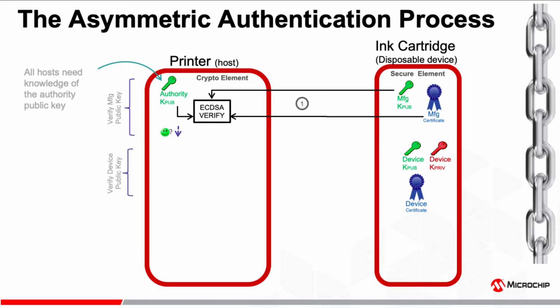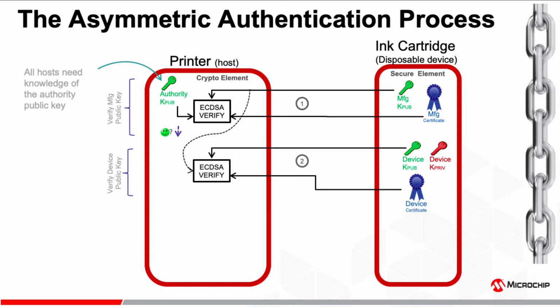We now verify the device public key. The printer asks for the device public key along with the certificate, and it verifies the signature on that certificate. Once that is verified okay, we can go to the next step, which is the challenge and response. We need to challenge and get a response from the ink cartridge, because if you look at everything we've done here so far, you could easily record that and replay it at a later date. How do you know it's truly the ink cartridge? We have to test it.